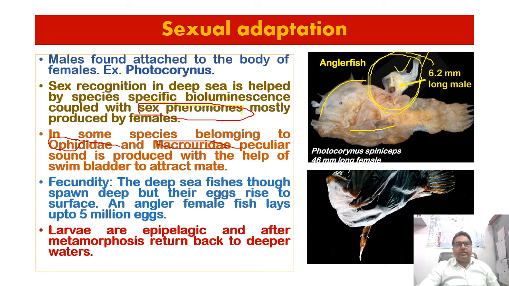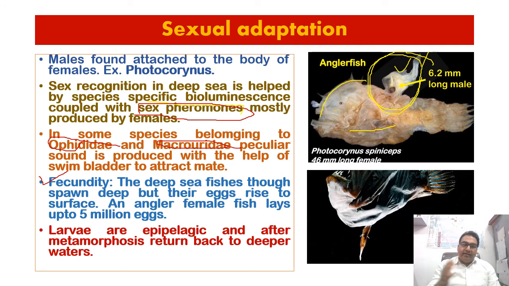So sound production takes place with the help of the swim bladder to attract the mates in the deeper waters, where it is difficult to find the mate. Then if we talk about the fecundity in the deep sea fishes, they spawn in the deeper waters. Their fecundity is high, and mostly when they spawn in the deeper waters, their eggs are epipelagic.